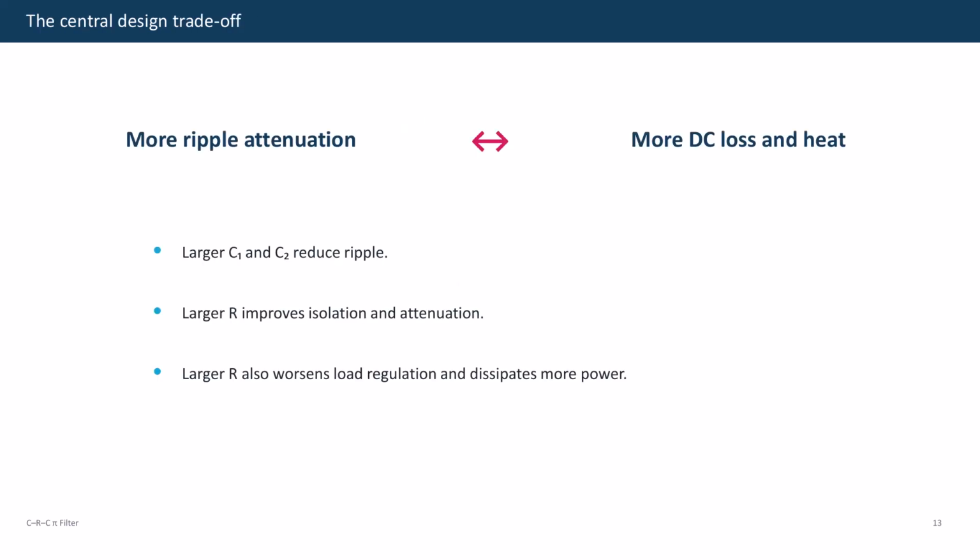Increasing the capacitor reduces ripple. Increasing the resistor also improves ripple isolation. However, that same resistor produces a load-dependent DC voltage drop, consumes power, and worsens voltage regulation as load current changes. Therefore, component selection is not simply a matter of maximizing every value. A useful design balances ripple, output voltage, heating, size, cost, and regulation.